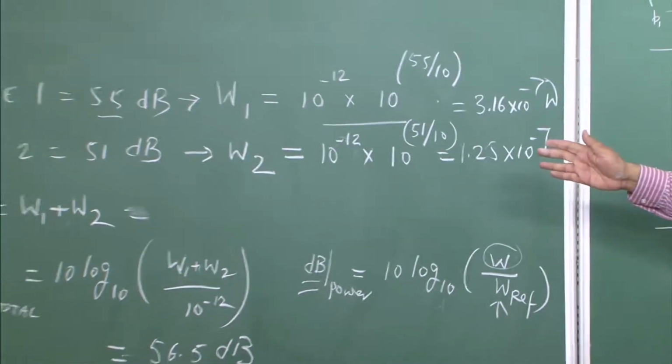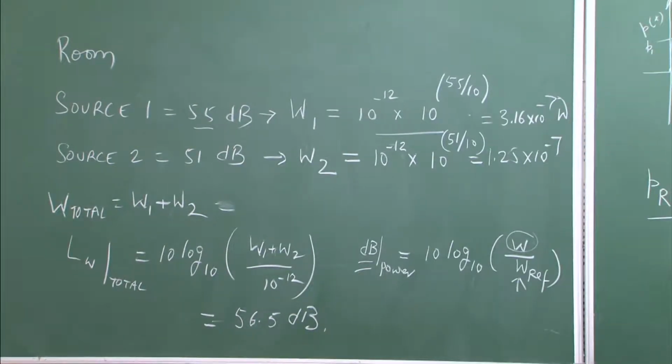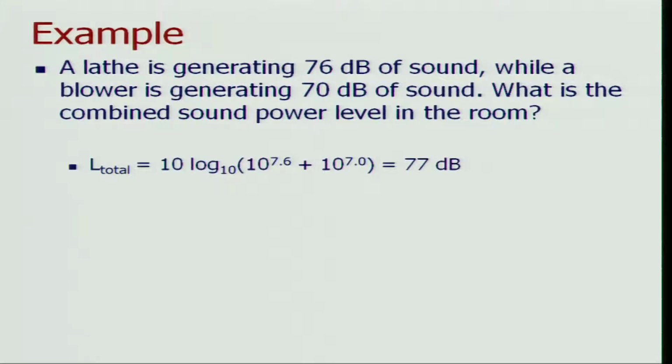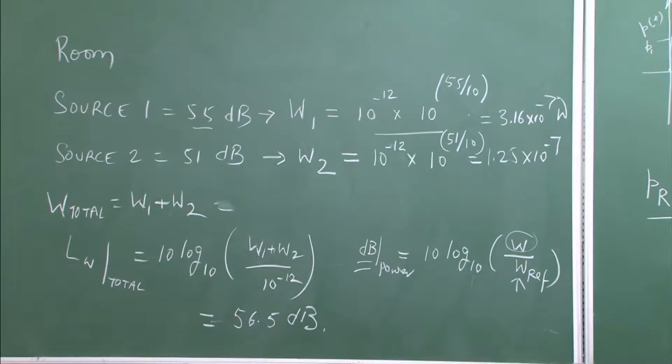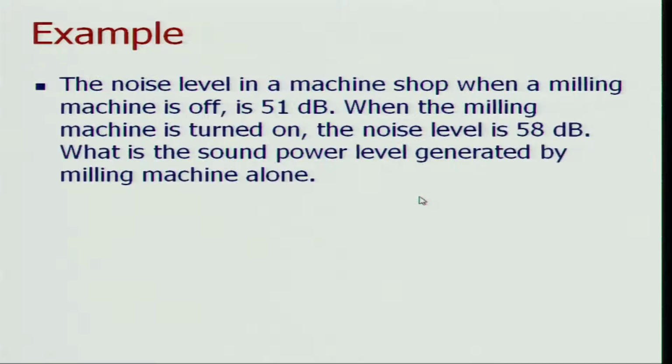So this question is exactly the same as this particular question, just the numbers are different. Instead of 55 decibels, you have 76 decibels. Instead of 51 decibels, you have 70. And you do all the math using exactly the same approach. The answer you get is L total equals 10 log of 10 to the power of 7.6 plus 10 to the power of 7, which is equal to 77 decibels. So this is the other one.